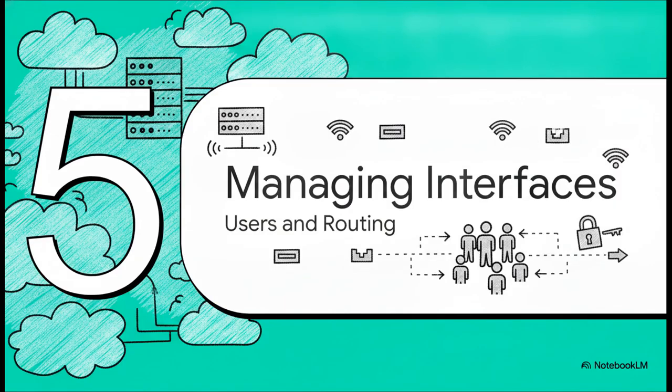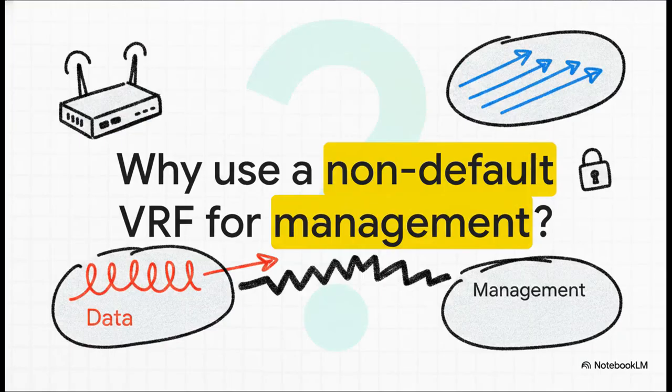And that brings us to part 5, managing interfaces and users. So our identity's set, and now we need to shift our focus to giving authorized users access and setting up some really robust management routing. Let's pose a critical design question here. Why use a non-default VRF, or virtual routing and forwarding instance, for your management interface? The answer boils down to dedicated out-of-band management. By placing your management interface in its own dedicated routing instance, you ensure that your management traffic never, ever mixes with your production data traffic.